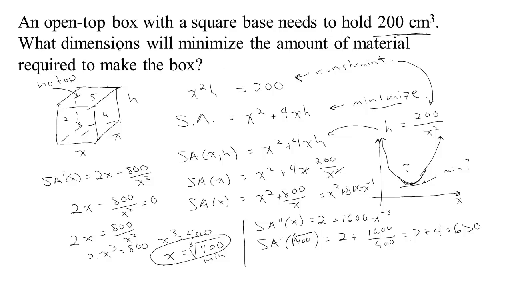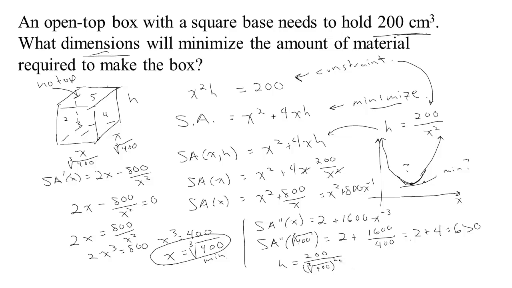Now, they asked for the dimensions. I've got one of the dimensions. I know x. This is going to have to be the cube root of 400 times the cube root of 400. What's the height got to be? Well, I can always get that from here, right? The height needs to be 200 over the cube root of 400 squared. Okay, so I just need to simplify that.